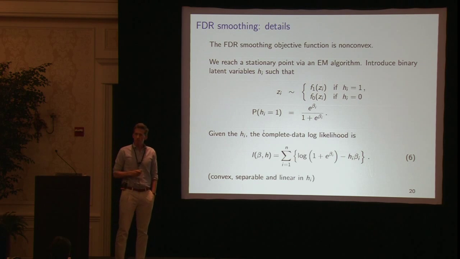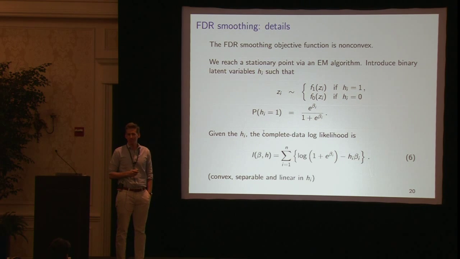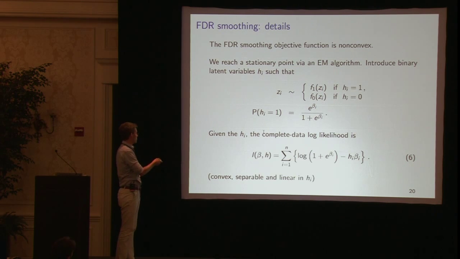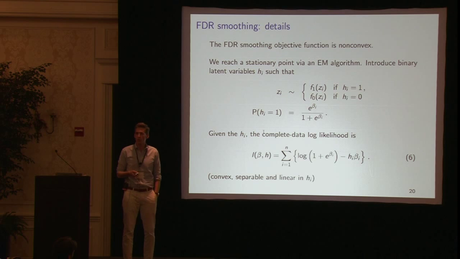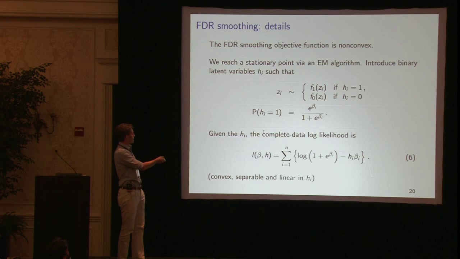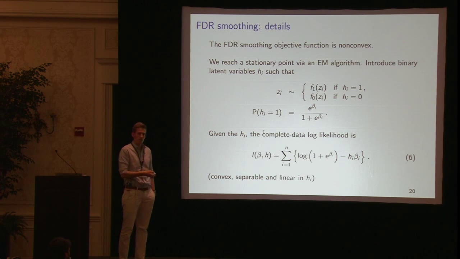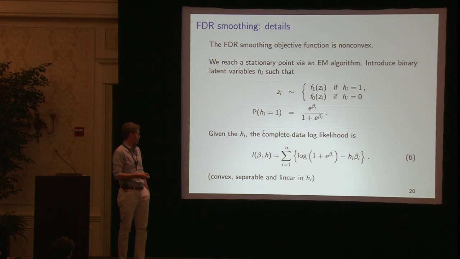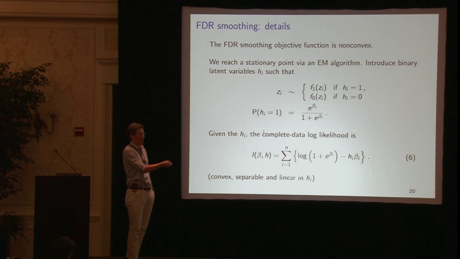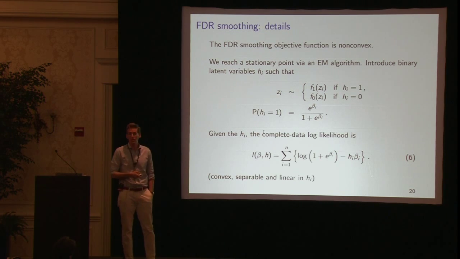So we use an EM algorithm to solve this. The objective itself is not convex, but there's a very simple set of latent variables that I can introduce, which are simply the latent indicator of whether an individual z-score came from the signal or the noise component. Conditional on those latent variables, I have something that looks like a logistic regression, except there's no regression. It's an independent binomial model parameterized by log odds, where the beta i's are the log odds right here. So this is convex, it's separable, and it's linear in these h i's, which are my missing data. So it's very easy to do the E step in an EM.